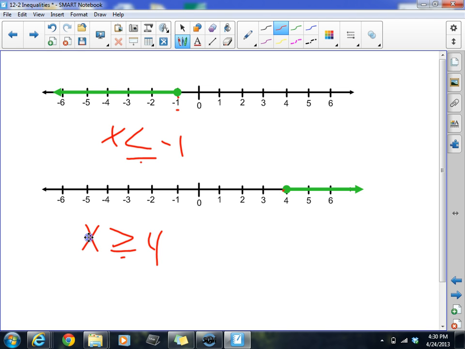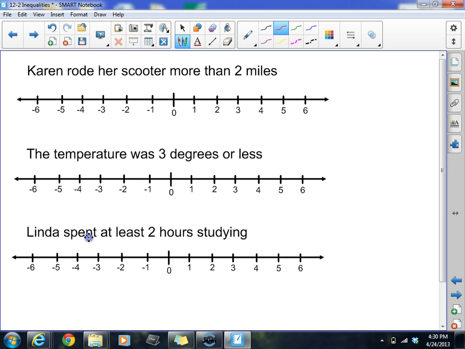Okay. All right, let's apply it a couple more ways. Now we're going to take some words and make inequalities from those words. So the first one, Karen rode her scooter more than 2 miles. Now, it's not saying 2 miles or more, it's saying more than 2 miles. So it's greater than 2 miles. So we're going to put K for Karen, greater than 2 miles. And it's going to look like this. Open circle, line that way.